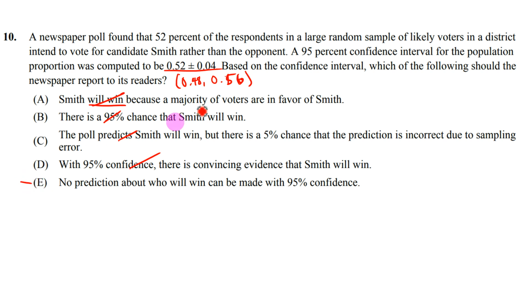No prediction can be made, is what it says, because 0.5 is somewhere in here, so it's just as plausible to be below 0.5 as it is above 0.5. So we have no way of knowing that they're going to get more than 50% of the vote. If the whole thing was above 0.5 or the whole thing was below 0.5, we'd have some sort of prediction either way. But here, we've got nothing.